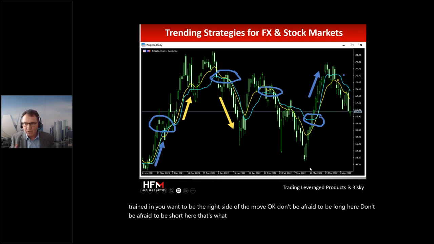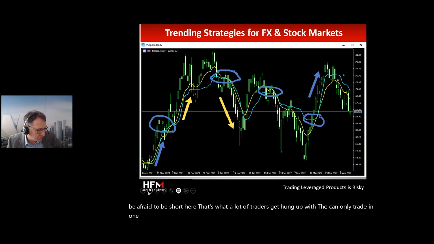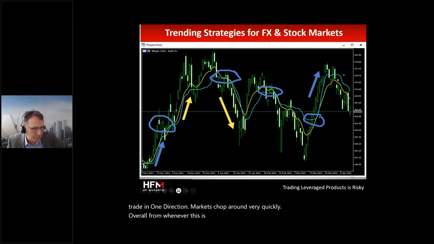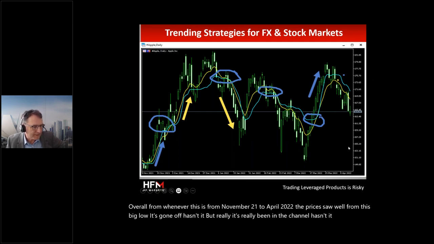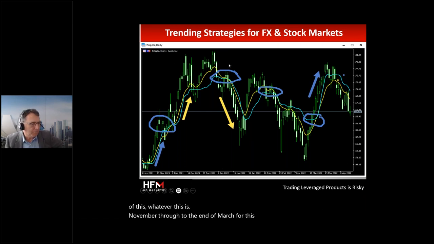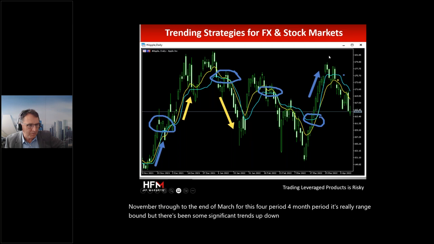That's what a lot of traders get hung up with. They can only trade in one direction, but markets chop around very quickly. Overall, from November 21 to April 2022, from this big low, the price has gone up, hasn't it? But really, it's been in a channel. It couldn't get over 180, didn't want to go below 150. So it's a big $30 range for Apple over all of this. This is November through to the end of March, a four month period. It's really range bound, but there's been some significant trends up, down, up, down, up, downish as we got to the end, as April started.